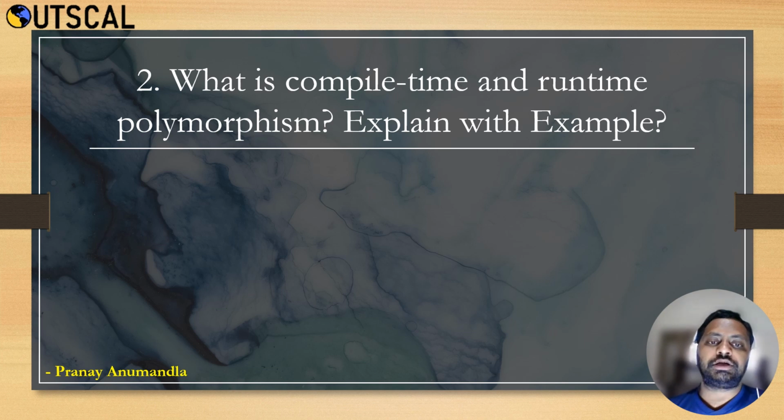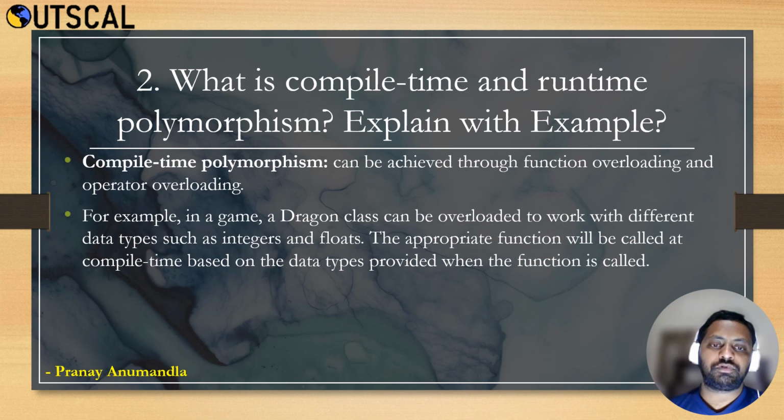What is compile time and runtime polymorphism? Explain with example. Compile time polymorphism is nothing but function overloading. Function overloading is nothing but we declare multiple functions with the same name and different arguments. Arguments might be integer, float, with different data types. This is compile time polymorphism because while compiling, it will decide which function to call based on the arguments provided in the function, like whether it is integer, float, double, character, whatever. We will see an example.